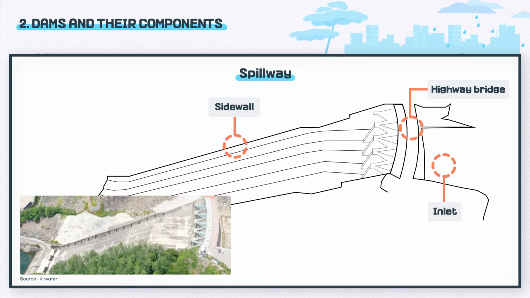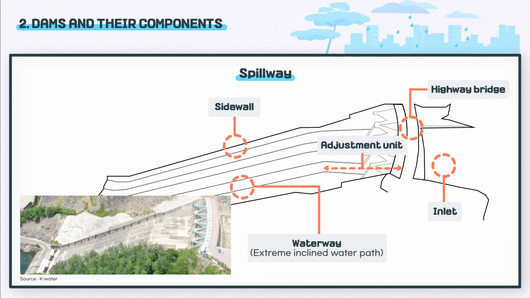Basically, the spillway provides a way for water from the inlet to flow. The adjustment unit is where the water gates are located, a waterway to release impounded water, and an energy dissipator that protects adjacent facilities from erosion, or scouring on the riverbed by absorbing the massive energy from the discharged water.